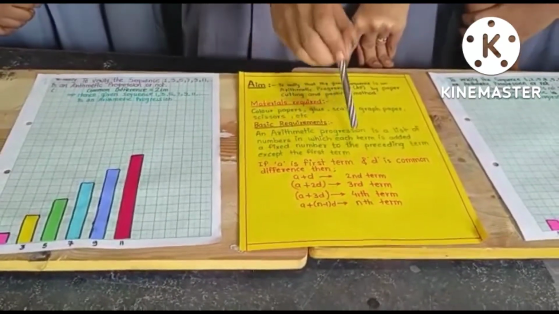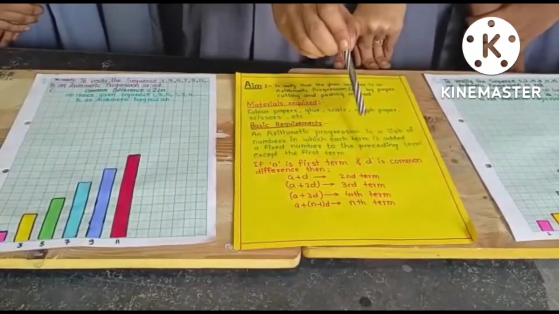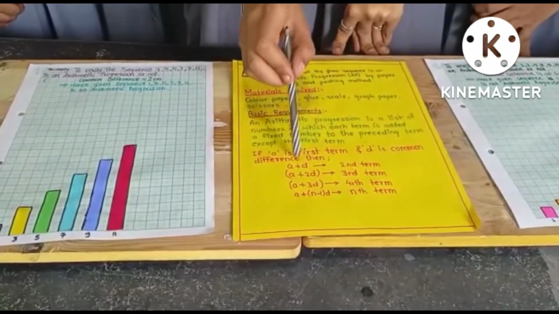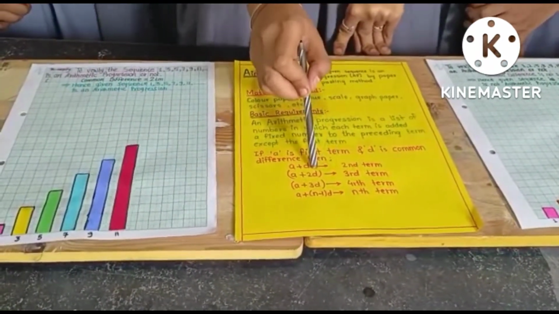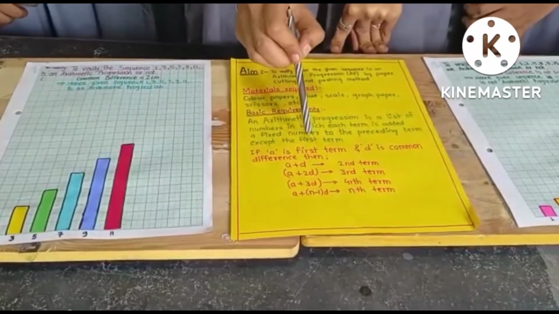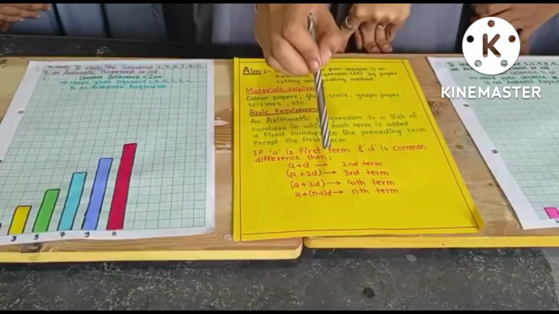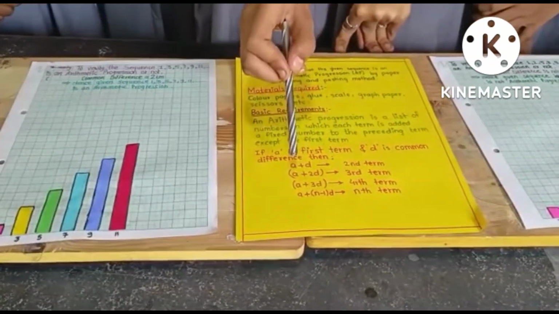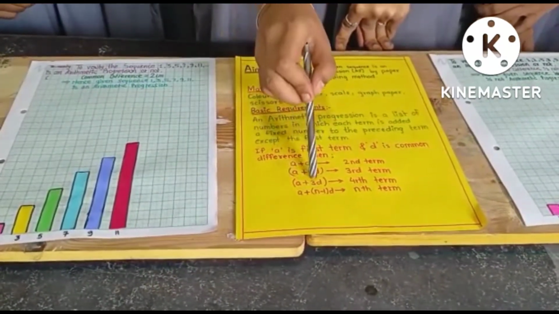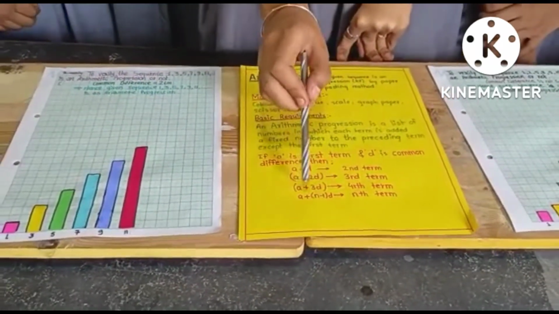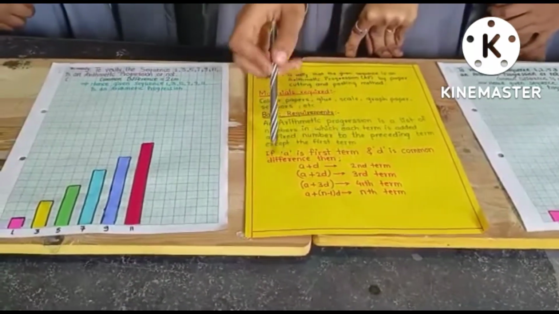Here A means the first term and D is the common difference between them. We can obtain the second term by adding D to the first term, that is A plus D. We can obtain the third term by adding D to the second term, that is A plus 2D. We can obtain the fourth term by adding D to the third term, that is A plus 3D. In a similar way we can obtain the nth term by the formula A plus (n minus 1) times D.